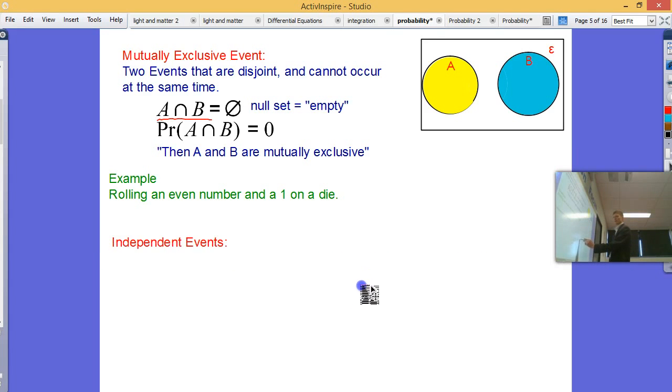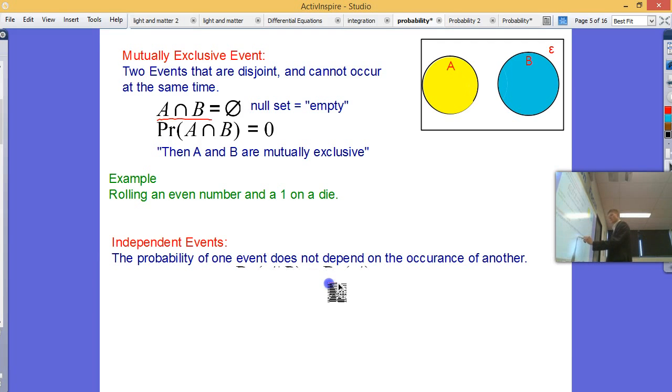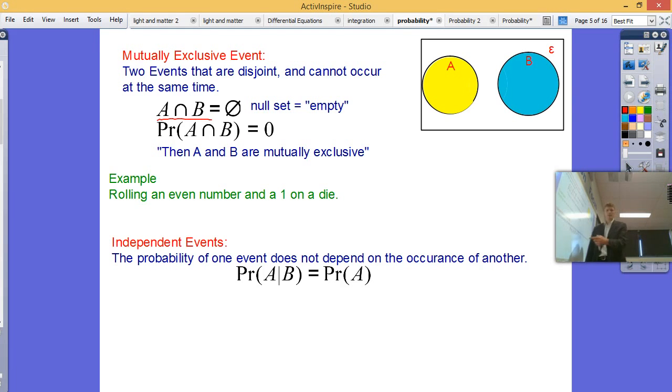Now, another important thing that's worth thinking about is this idea of an independent event. What is an independent event? Consider it as the probability of one event does not depend on the occurrence of another. So that means that the conditional part, probability of A given B, if A doesn't depend on B, then it stands alone. This is true.